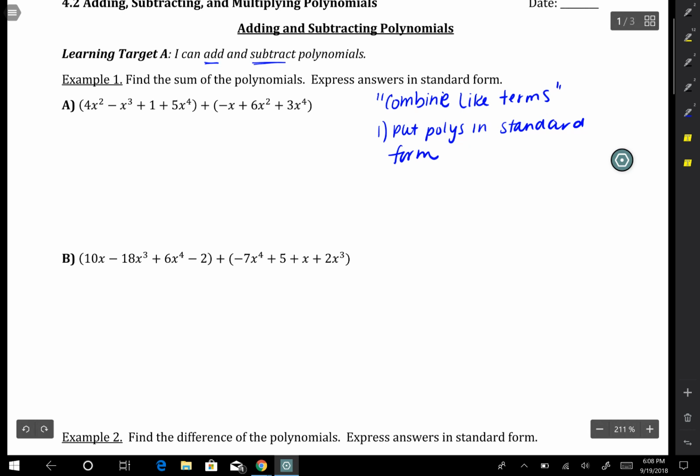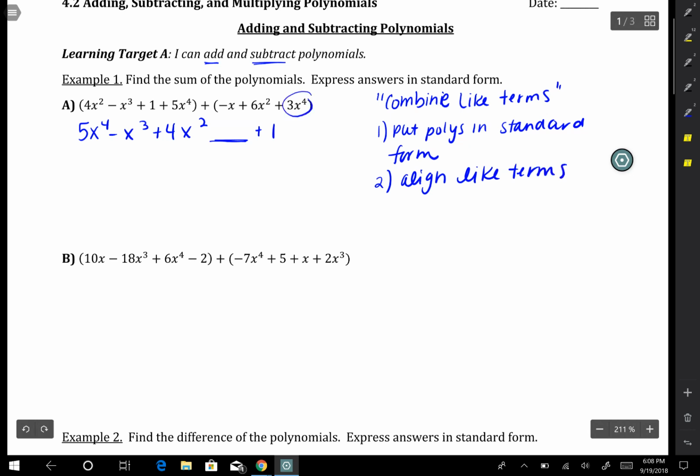Okay, so my first one, 4x squared minus x cubed plus 1 plus 5x to the fourth, I'm going to write as 5x to the fourth minus x cubed plus 4x squared. I'm going to leave just a little space because I don't have an x term, and then I'm going to put plus 1, just in case I have an x term on my other polynomial. So my next one, which I'm going to put in standard form, but align it under the other one. So I'm going to align like terms.